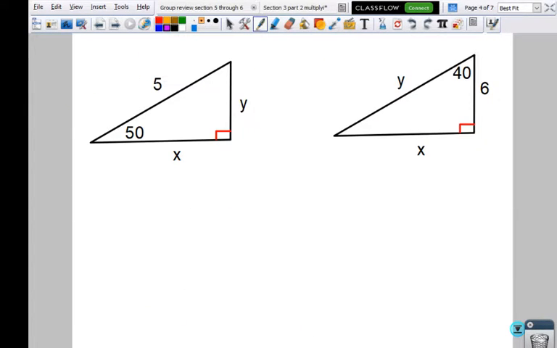Alright, so we're going to find x and y in this triangle. Before I do anything else, I'm going to label everything. My longest side is my hypotenuse, my opposite is over here on the opposite side, and my adjacent's right here. It depends on where the angle is. So on this one, it's going to be different, so we'll get to that.